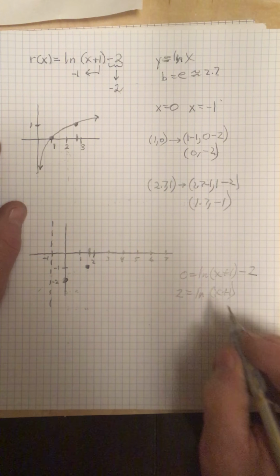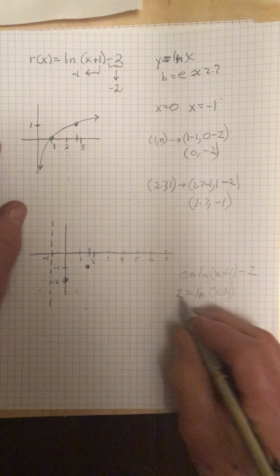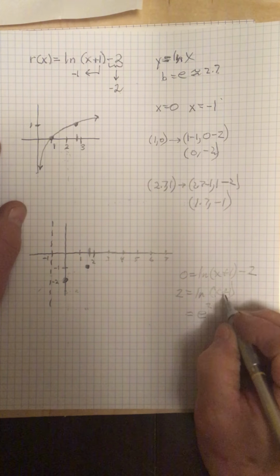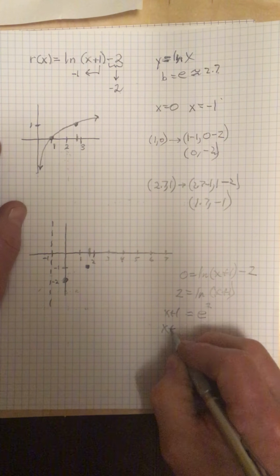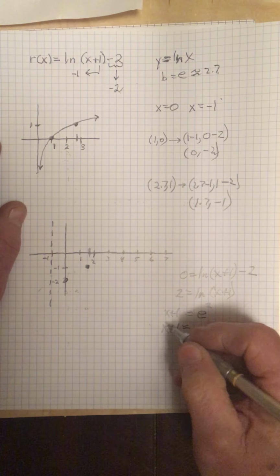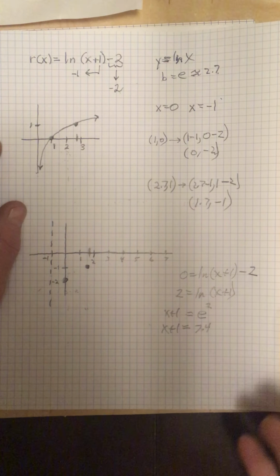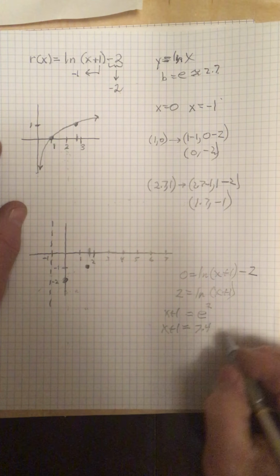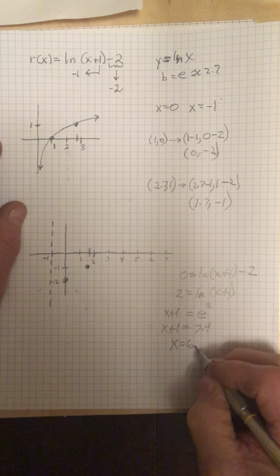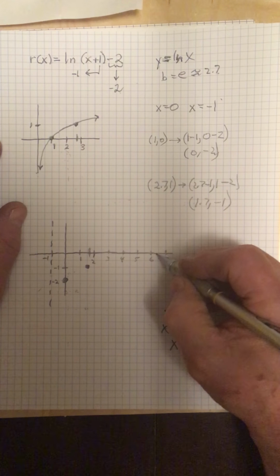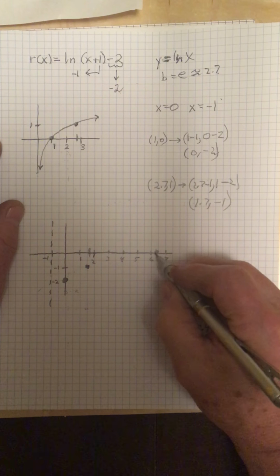Now I can do the conversion. Base is e, exponent is 2, and the number is x + 1. Now e squared is approximately 7.4. We'll use that. If I subtract 1 from both sides, my new x-intercept is 6.4, so go out to 6.4, okay? And that's where we're going to cross x.